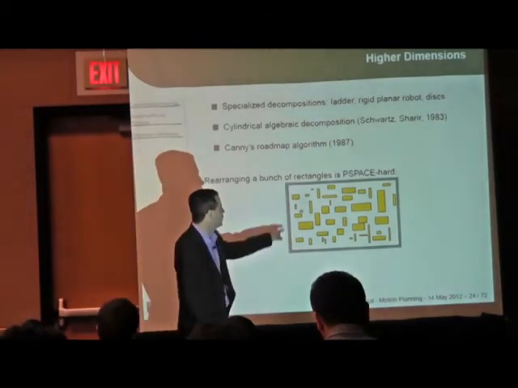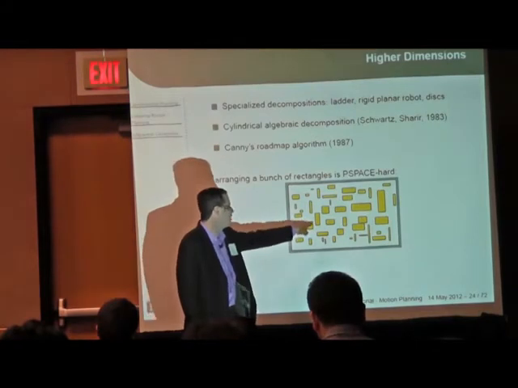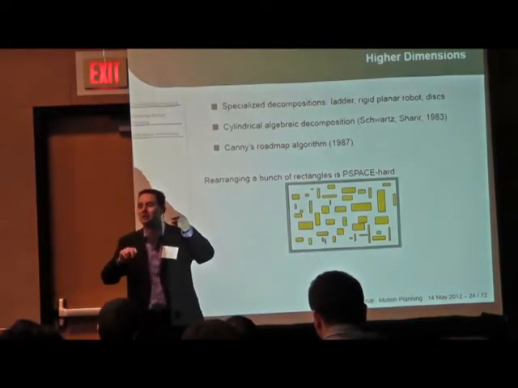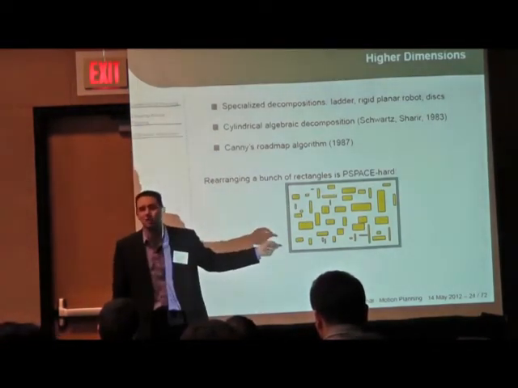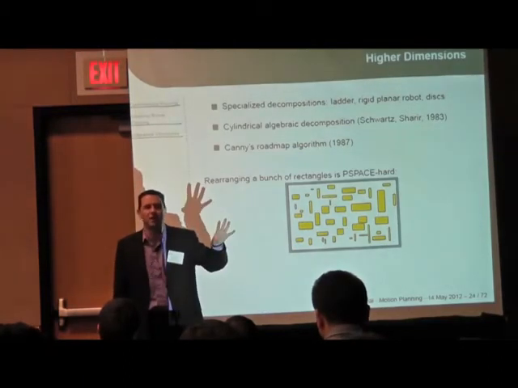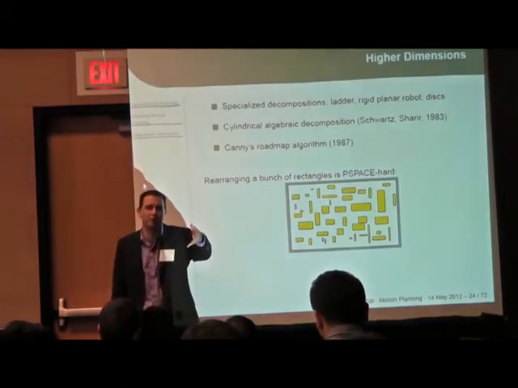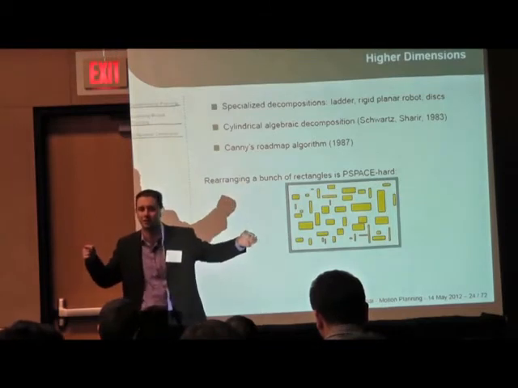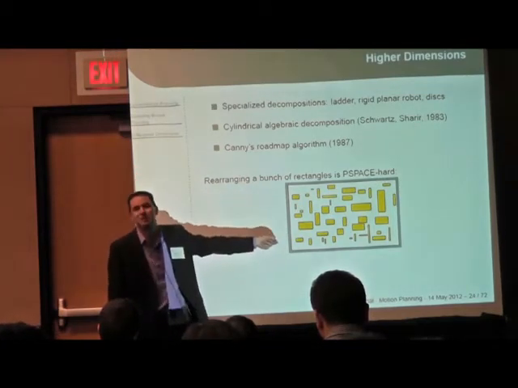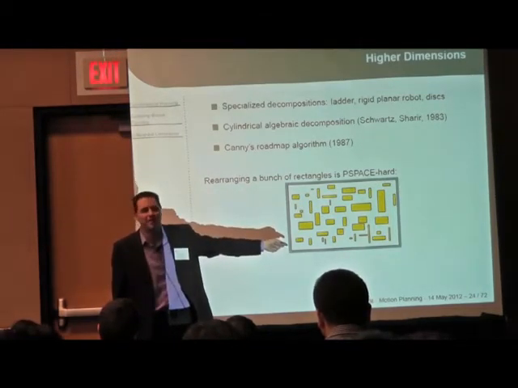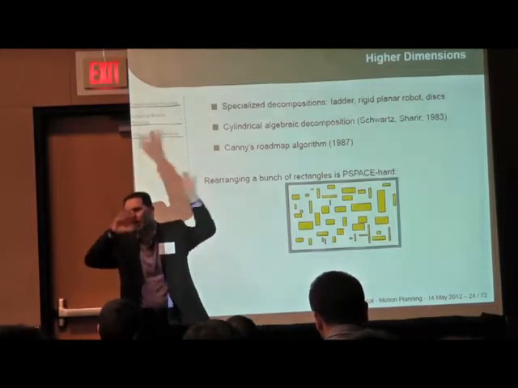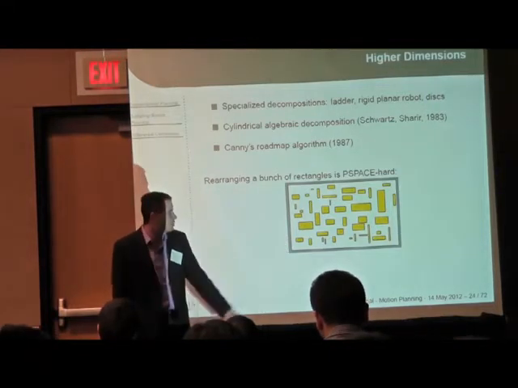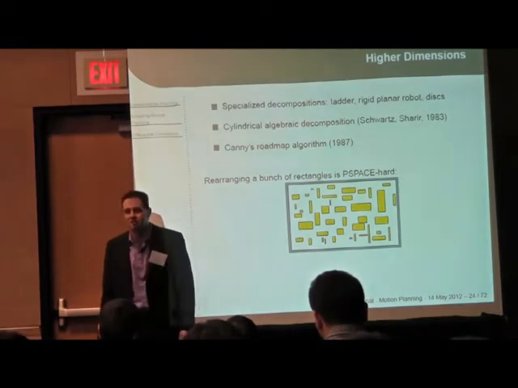But even if you want to rearrange a bunch of rectangles, say these rectangles are translation only, and I want to put them from one configuration to another, but I let the number of rectangles be unbounded, like I can give your algorithm as input any number of rectangles, that problem is PSPACE-hard. So I don't need to have high-dimensional nonlinear transformations, all kinds of crazy things going on. Even just rearranging a bunch of rectangles is PSPACE-hard.